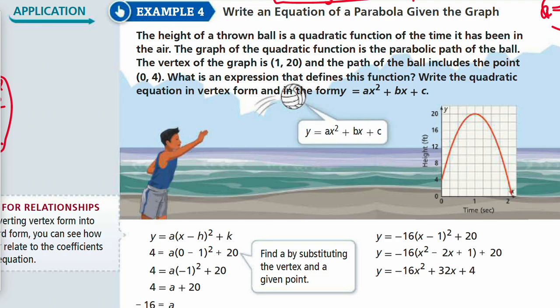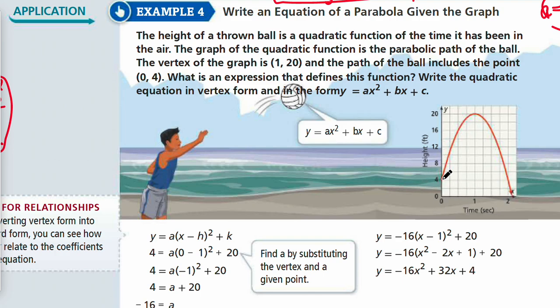What is an expression that defines this function? Write the quadratic equation in vertex form and in the form y equals ax squared plus bx plus c. All right, so what are the tasks we have to do and what is the situation? So this represents the height. Your y values represent the height, and that's our function. And over time, height is going to change.